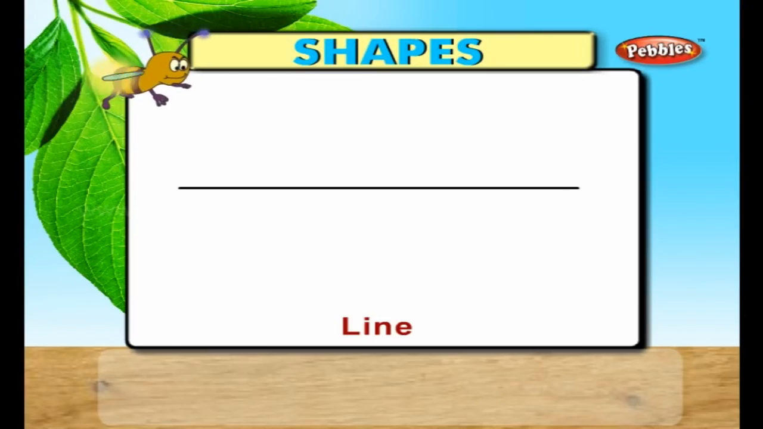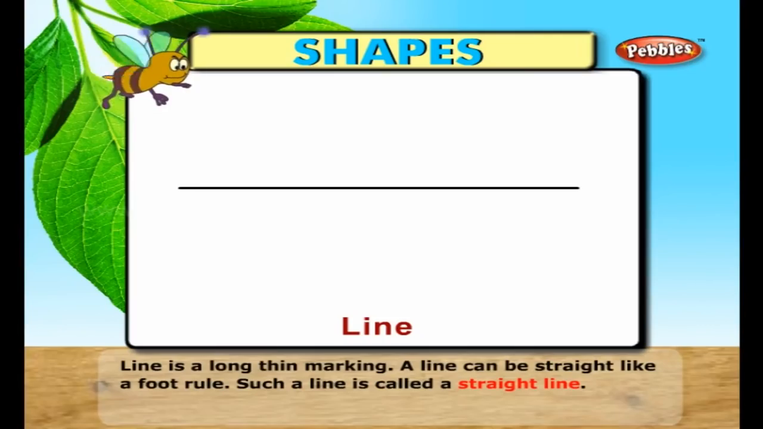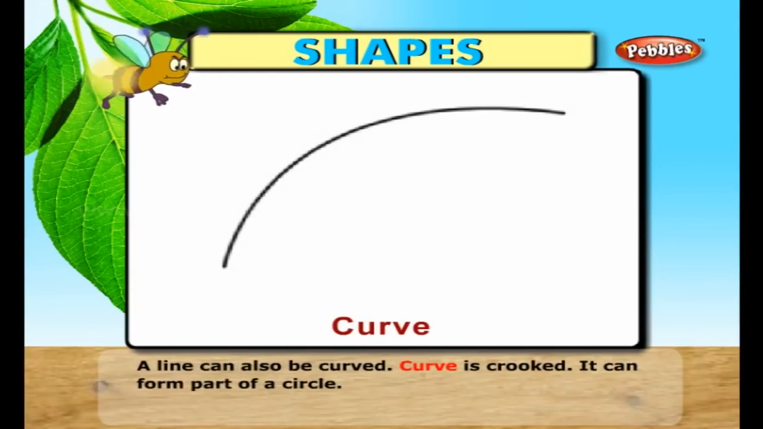Shapes. Shape is an outline of something. Circle, square, triangle, and so on. Line is a long, thin marking. A line can be straight, like a foot rule. Such a line is called a straight line. A line can also be curved.